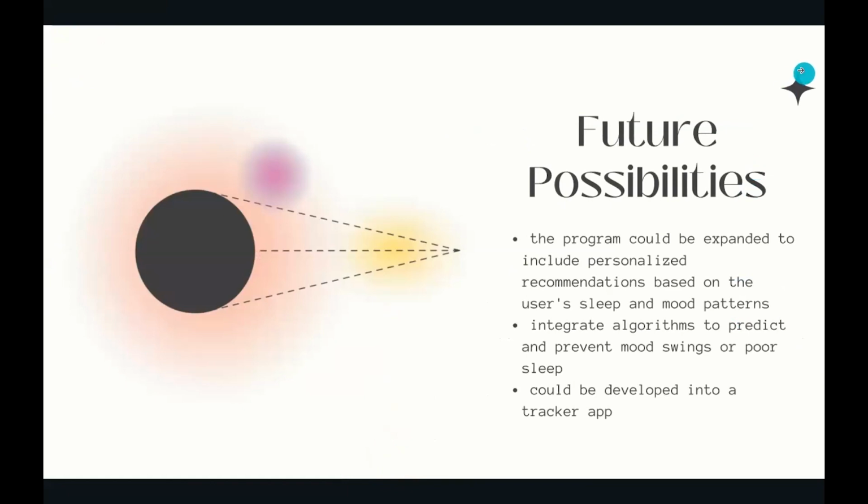So some future possibilities that could be done with this program is that it could be expanded to include more personalized recommendations based on their previous inputs. And we could also integrate algorithms to predict and prevent mood swings or poor sleep. And this could also be developed into a tracker app or possibly a website.